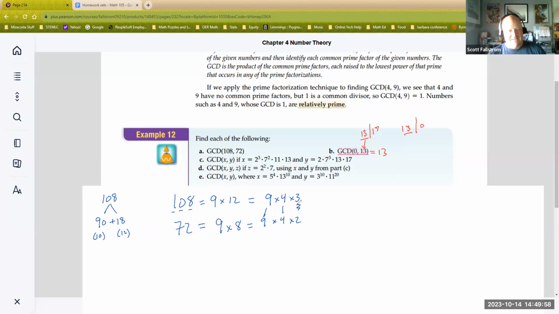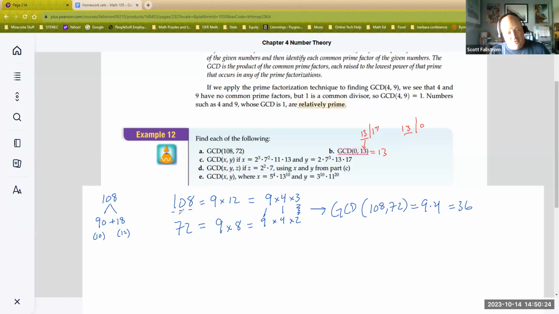Now, this one doesn't match up perfectly. So I would be able to say that the GCD of 108 and 72 is 9 times 4. I didn't have to break it all the way down into primes. I look for things that are in common as divisors, and then I can just list those. So if you understand the idea of the problem, you may not have to go quite as far.